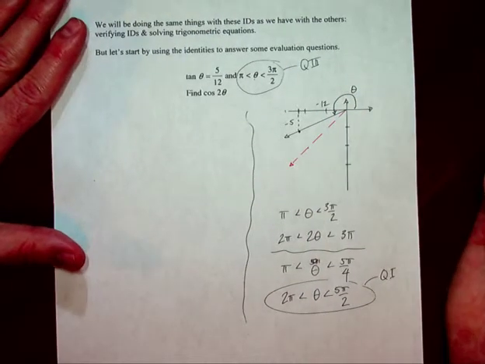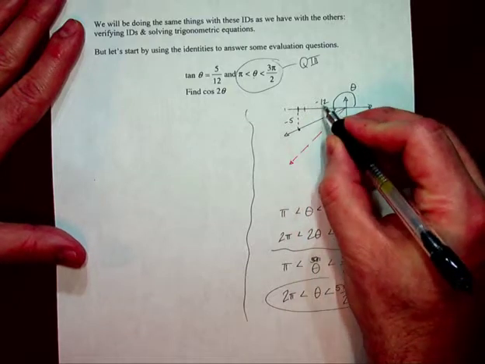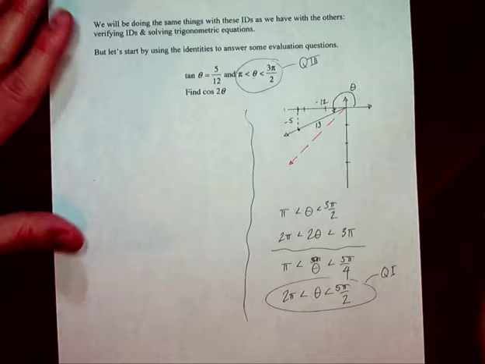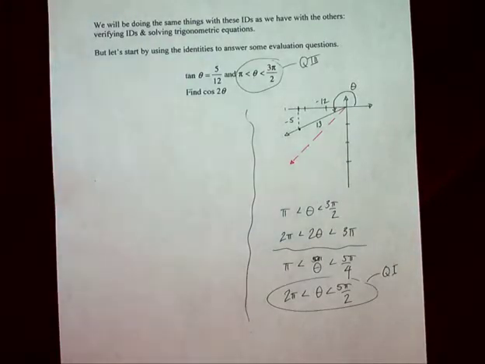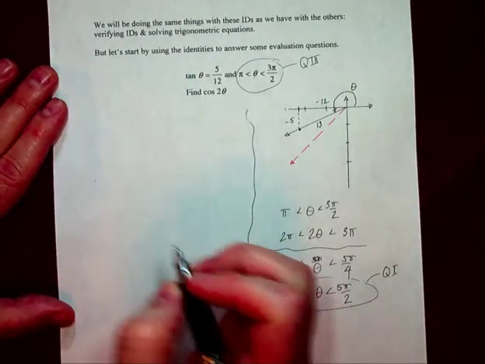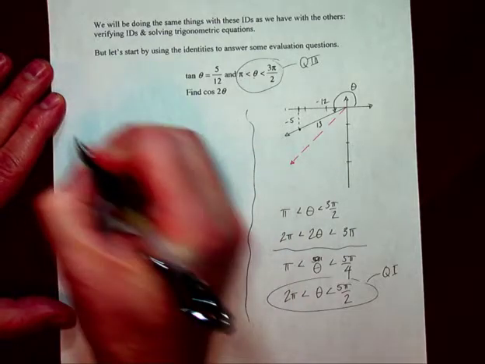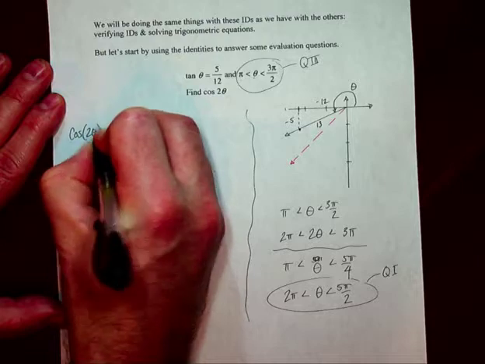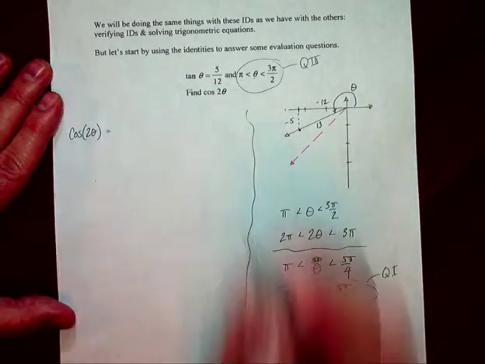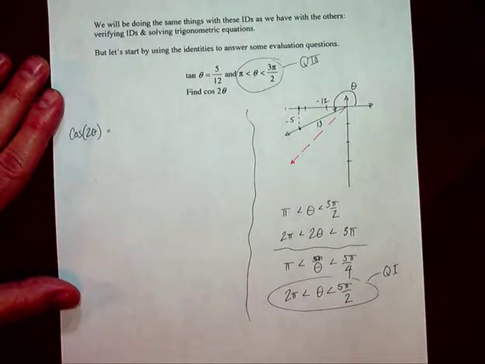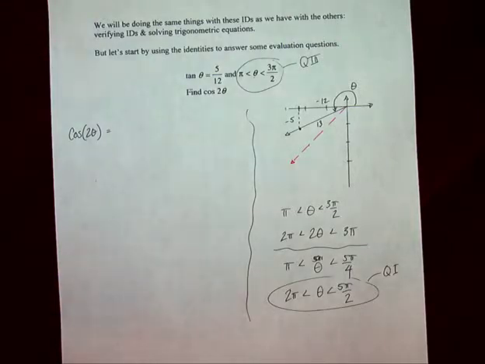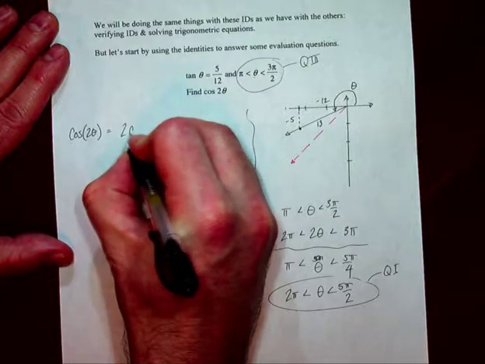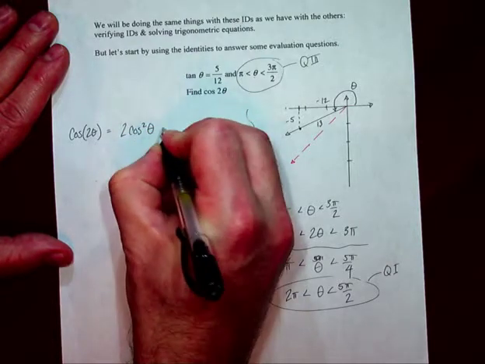Now, remember that if this is 5, this is 12, then the hypotenuse is 13, and we can actually figure out anything that we need in terms of cosine 2 theta. Now, if we have cosine of 2 theta, we can use any one of 3 identities. It doesn't really matter to me which one. Let's go ahead and use 2 cosine squared theta minus 1.